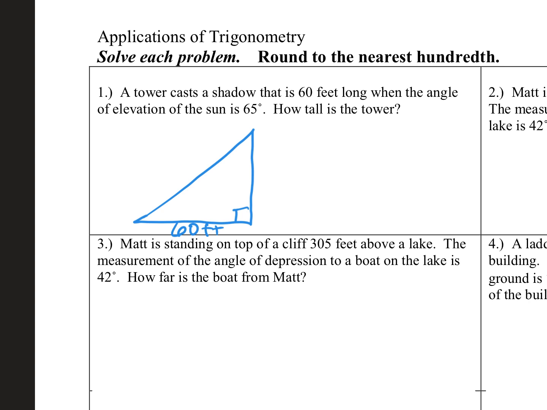It says the angle of elevation of the sun. Where does the angle of elevation always go? The bottom corner. Angle of elevation is formed with the ground. How tall is the tower? Draw yourself a picture. Do you guys agree with me that this is where the tower would be? This is a tower. So if they're asking for how tall the tower is, what are they asking for?